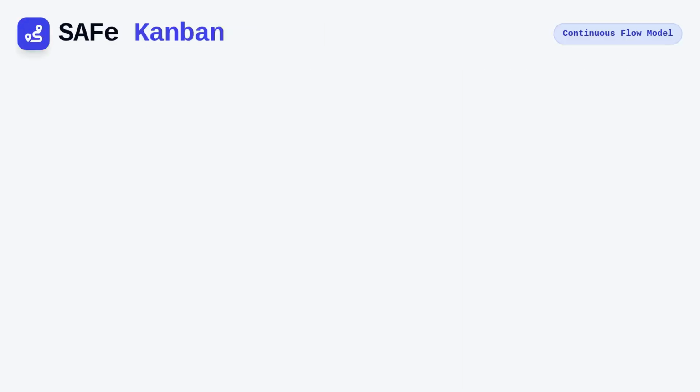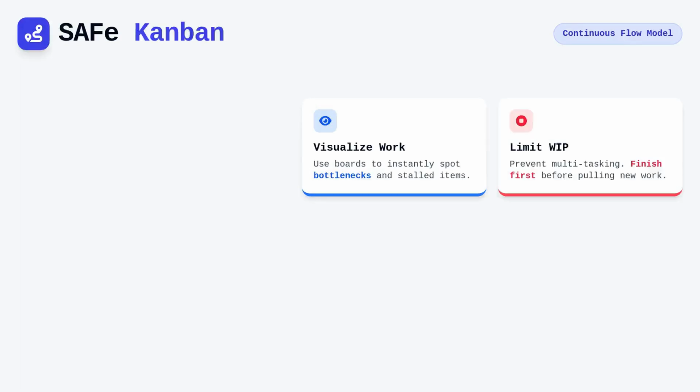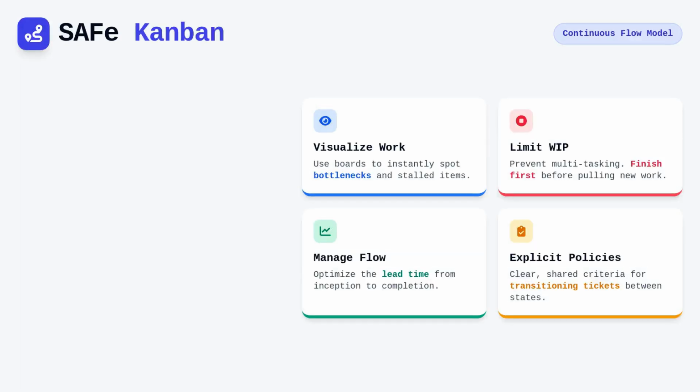For teams that find the rigid boundaries of Scrum restrictive, SAFe Kanban provides a more flexible approach centered around the continuous flow of work. The core principles of Kanban are surprisingly simple yet deep. Visualize work, limit work in progress, manage flow, and make policies explicit.